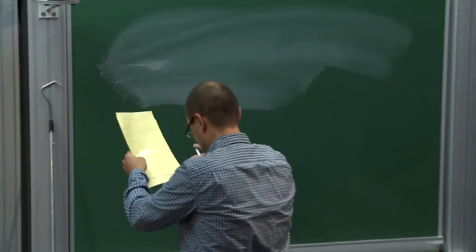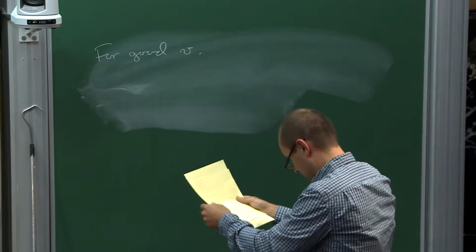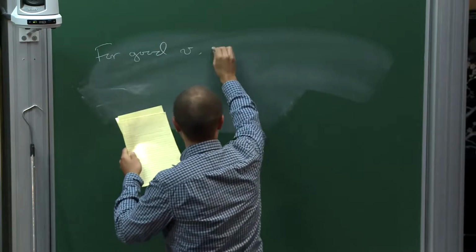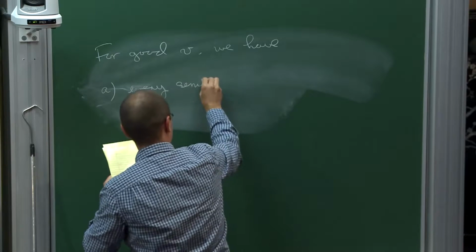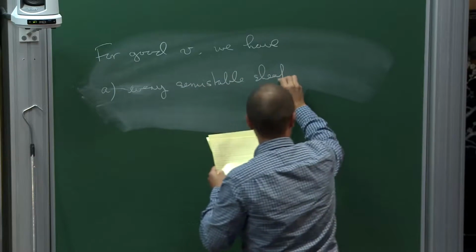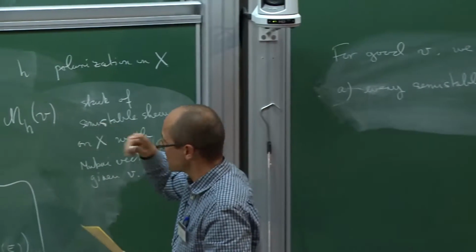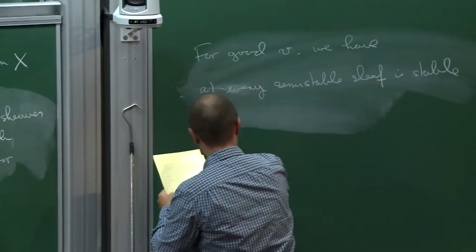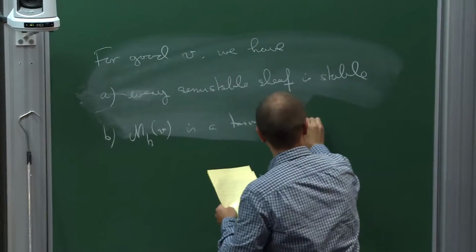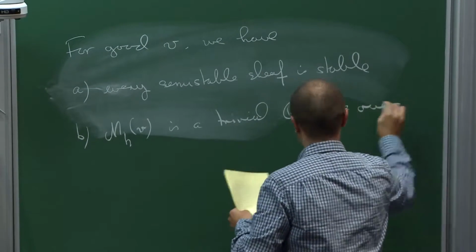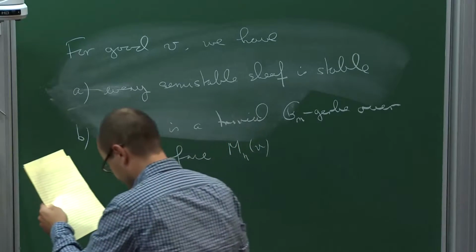So for good V, as Francois mentioned, what do you have? We have: every semi-stable sheaf is stable, which means that this thing here is a G_m gerbe over some algebraic space, and in fact a trivial G_m gerbe over a K3 surface, which I'll denote in Roman font, like that.